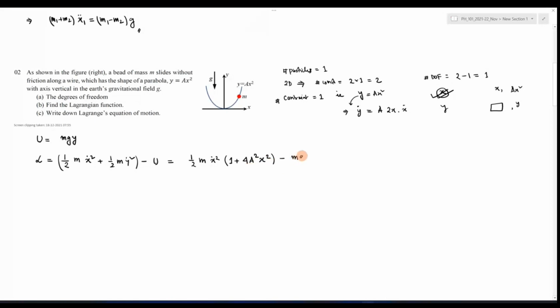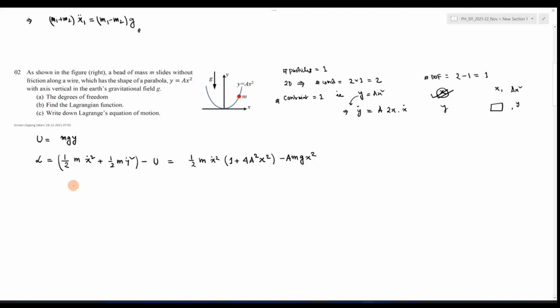U is m g a x square. So this will be our Lagrangian. Is there any confusion so far? Is it clear to you guys? Yes.